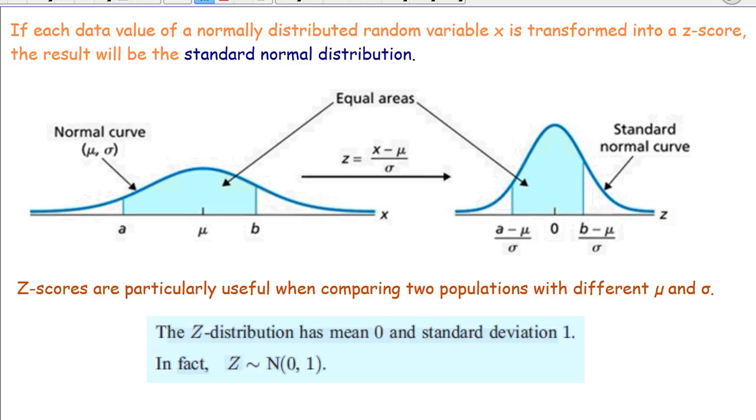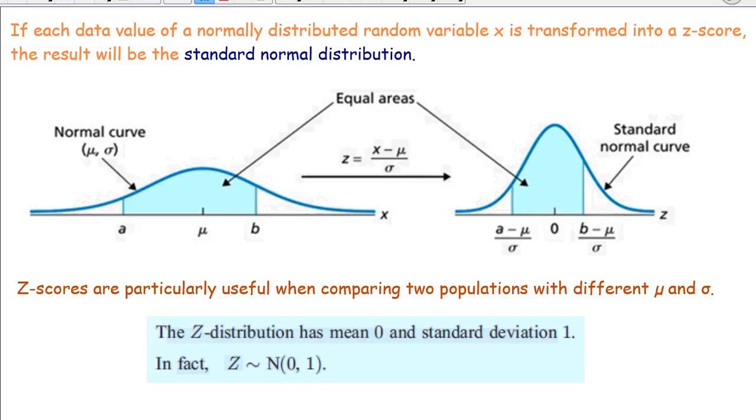Okay, so what you're saying is that if each data value of a normally distributed random variable x is transformed into a z-score, the result will be a standard normal distribution. So you actually end up with a standard normal curve. You have a normal curve, each x value is transformed, all right? What you end up with is a standard normal curve. Now, this is very important, especially when you're comparing two populations with different means and standard deviations.